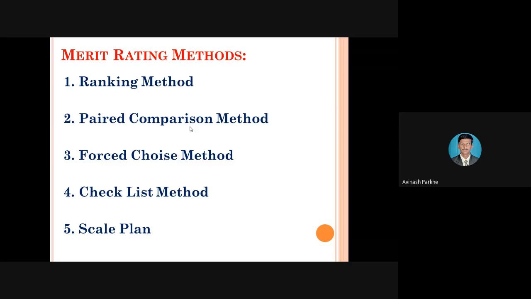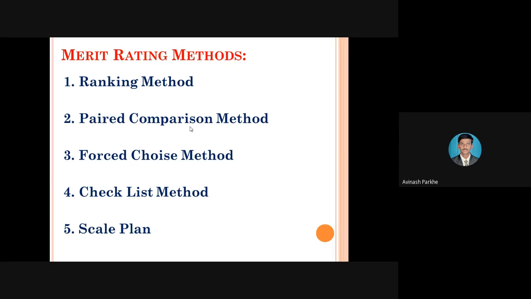In that comparison, we consider so many factors. Maybe we consider their education, their experience, their additional skills, additional trainings, and we check their honesty. Like that, there are so many factors on which the comparison of all the workers takes place, and based on that, the appraisal will be given, or the performance will be checked by the paired comparison method. So this is the second method, where the comparison of all the employees takes place in a group. The first employee is over, then the second employee's performance is checked against the others, then third, fourth, fifth, like that.